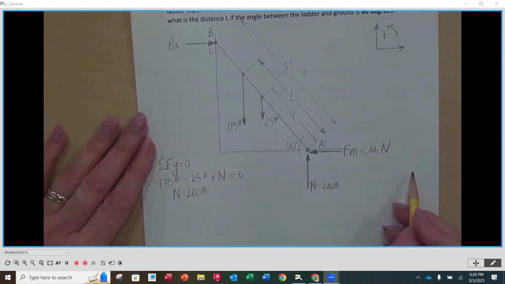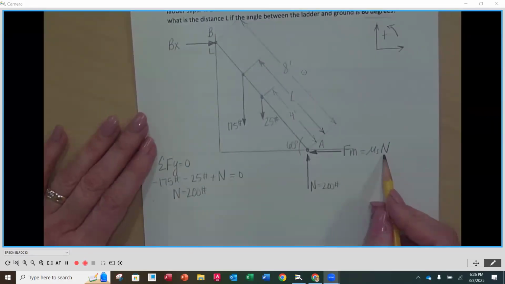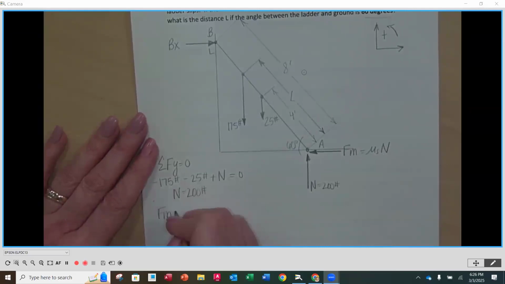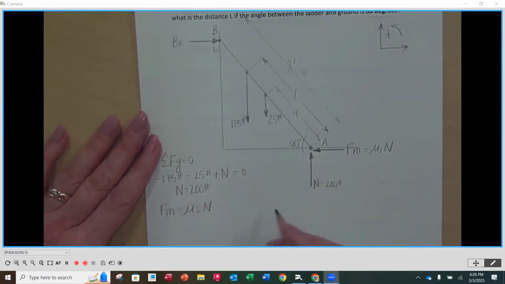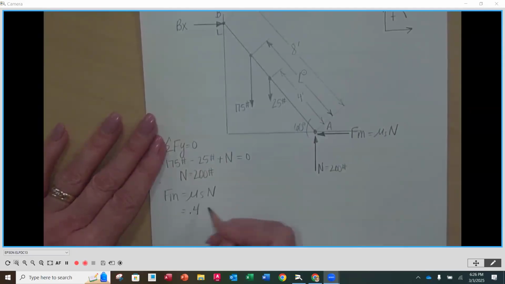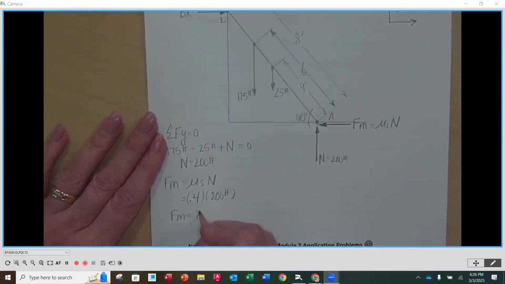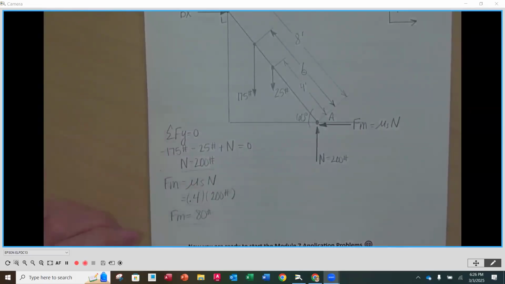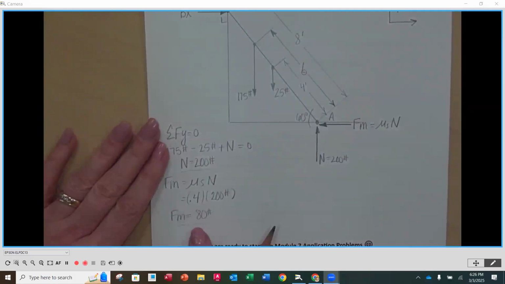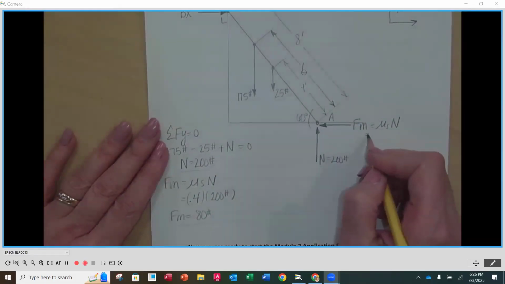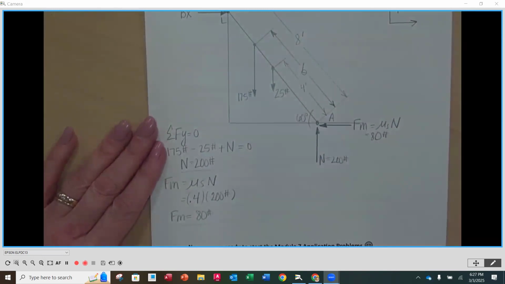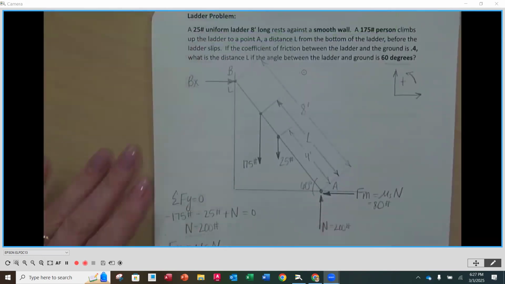All right, so if that's the case, then I can calculate my maximum friction force, right? So I can say maximum friction force is going to be equal to static coefficient times the normal force, and we now know both. So we know 0.4, coefficient of static friction, times 200 pounds. So the maximum friction force is going to be, I think, 80, right? 80 pounds. There we go. Now, again, these aren't final numbers yet, right? We're going to use these along the way. Now that we know the maximum friction force is equal to 80 pounds, can we now calculate Bx?